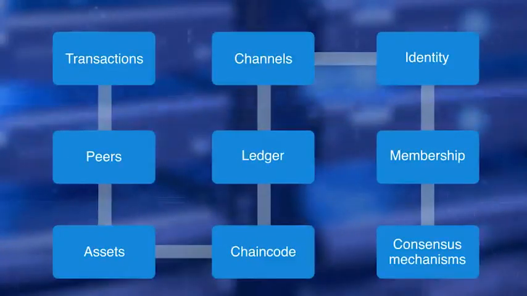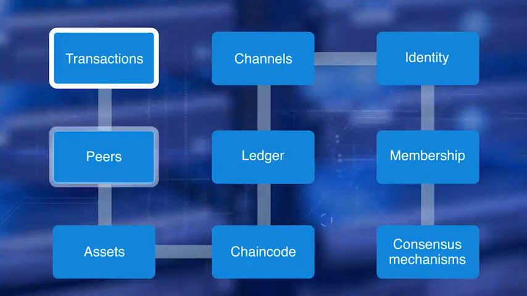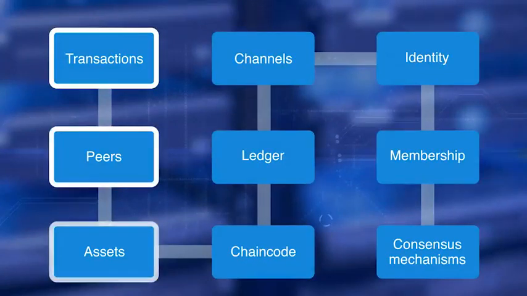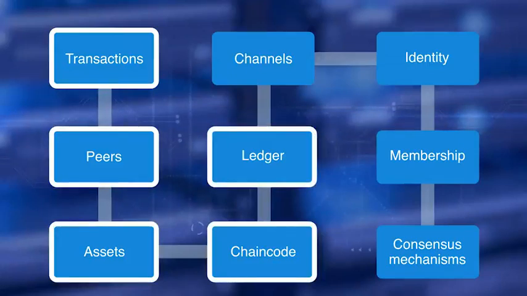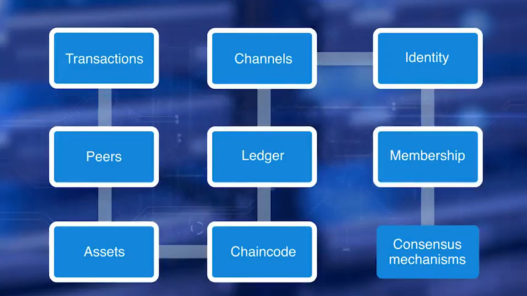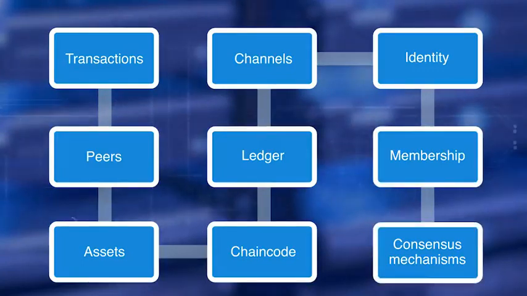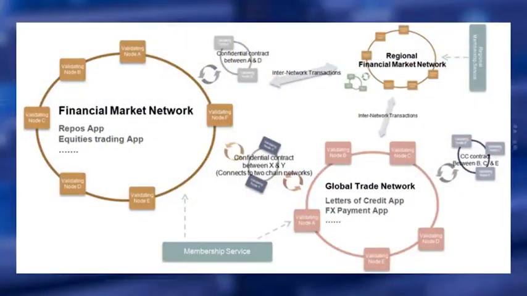The Fabric model consists of transactions, peers, assets, chain code, ledger, channels, identity, membership, and consensus mechanisms. Here you see an overview of the applications that are enabled by Hyperledger Fabric.